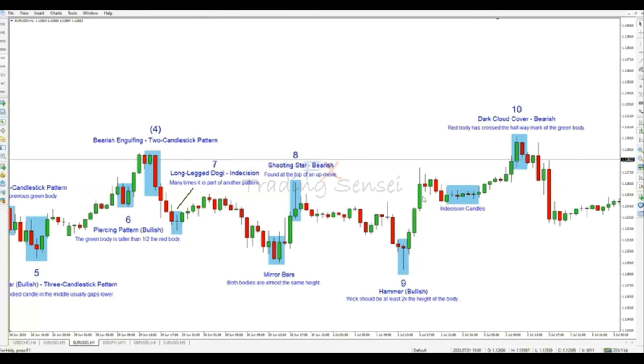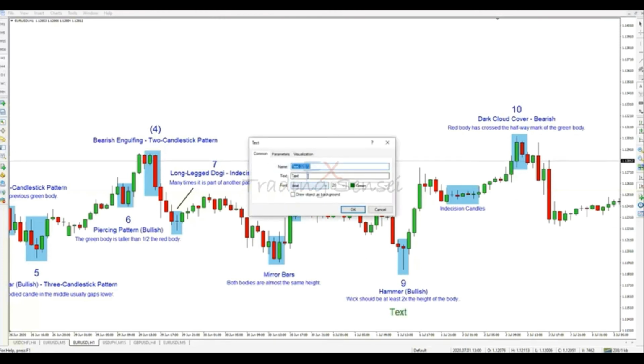Now there are two candlesticks I want to include here in the description. And one of them is the inverted hammer. So I'm going to type that in because they happen very often and you need to be mindful. The inverted hammer.